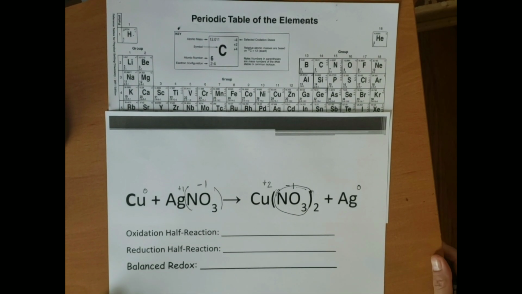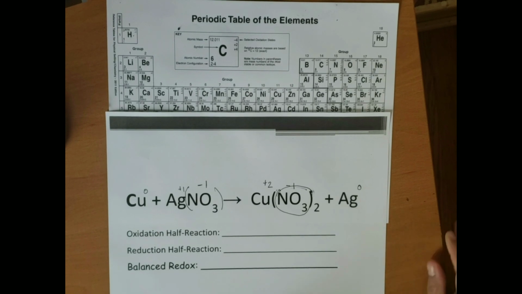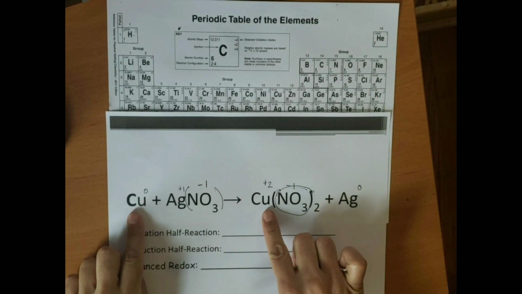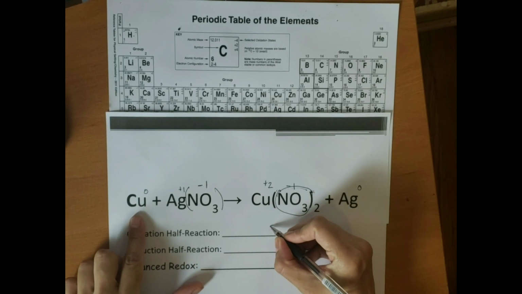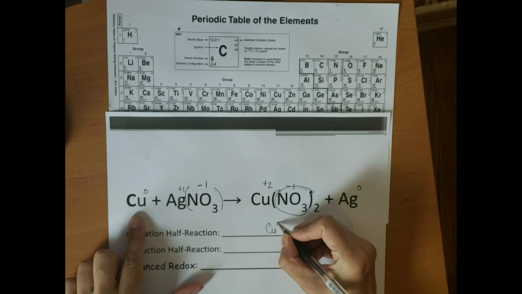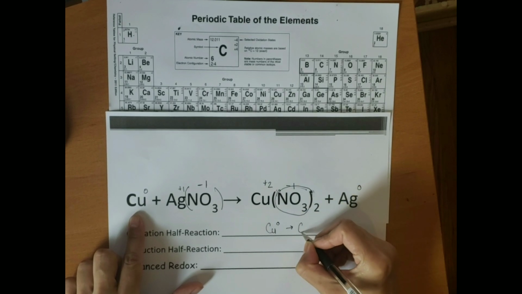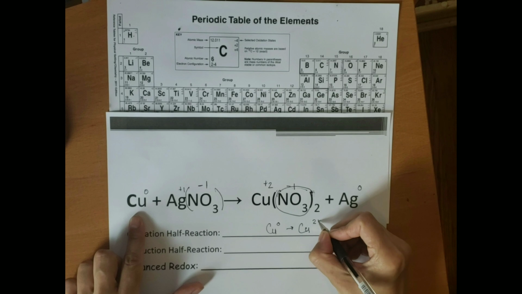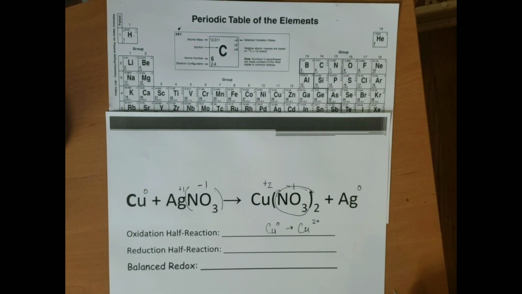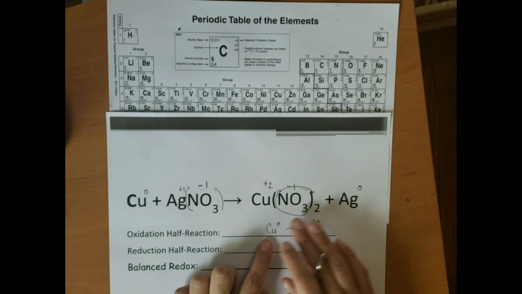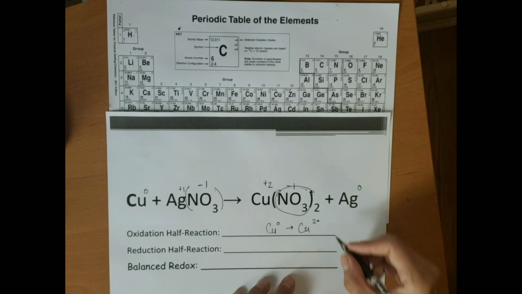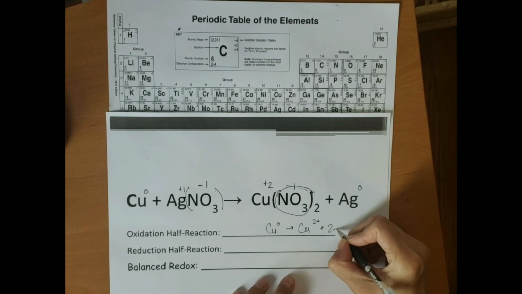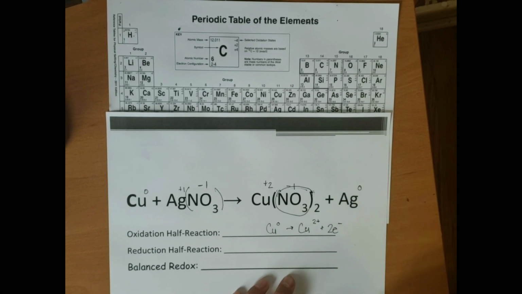So once we do that, we have to find out what's oxidized. So copper is changing from 0 to +2. That's not a reduction, so that must be the oxidation. So I'm going to write copper, which is 0 on the reactant side, and copper, which is an ion with a +2 on the product side. Now, after we write in the element and the charges, we're going to have to add electrons to balance the charge. We always add electrons to the more positive side. So I'm going to add 2 electrons to the product side.